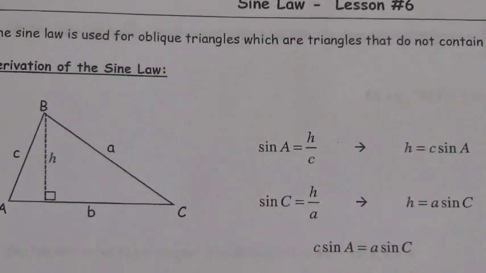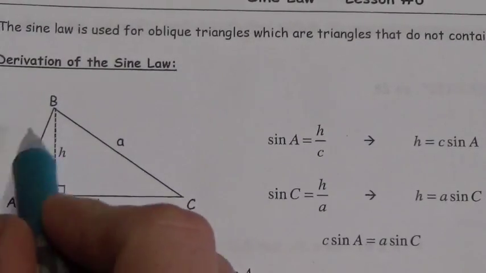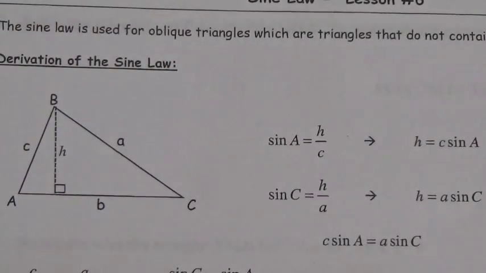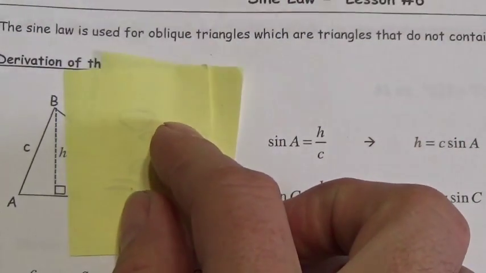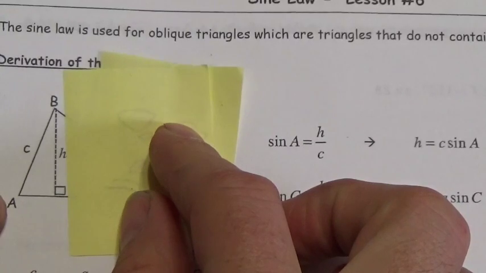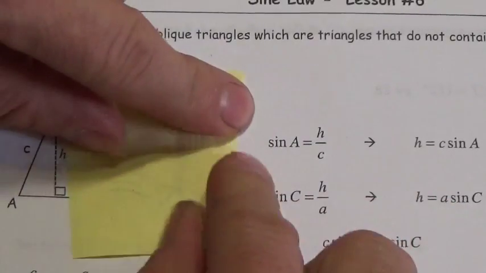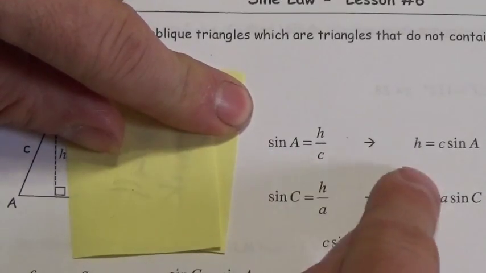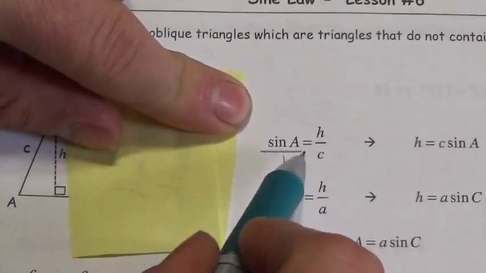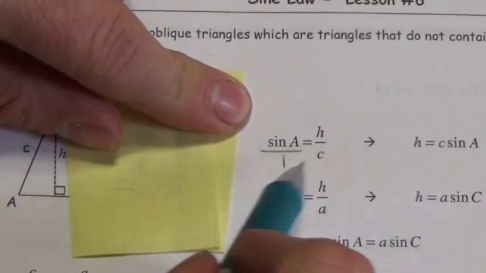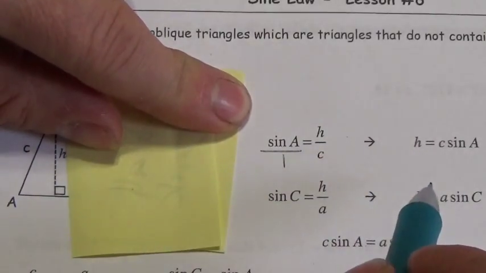If you look at this triangle right here, just ignore the other one. The sine of angle A is going to be the side H over C. So sine of A is H over C, okay? And with that, you can think of it as cross multiplying: 1 times H, C times the sine of A. So H is equal to C times the sine of A.